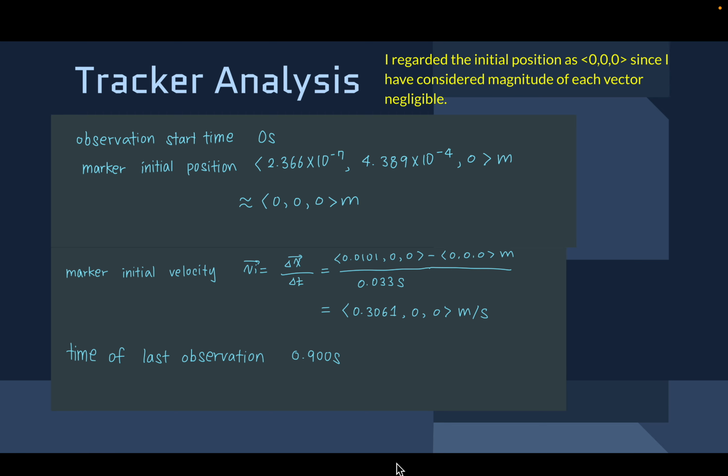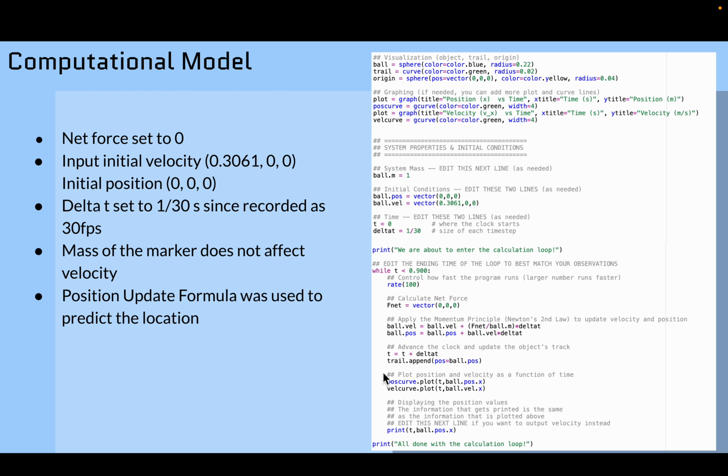Tracker analysis. The observation start time is 0 seconds, and the marker's initial position is as follows, but I regarded the initial position as 0, 0, 0 since I considered the magnitude of each vector negligible. I then calculated the marker's initial velocity like this to get the result. The initial velocity is 0.3061, 0, 0 meters per second. And the time of the last observation is 0.900 seconds.